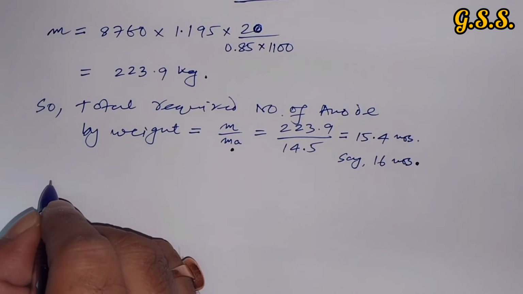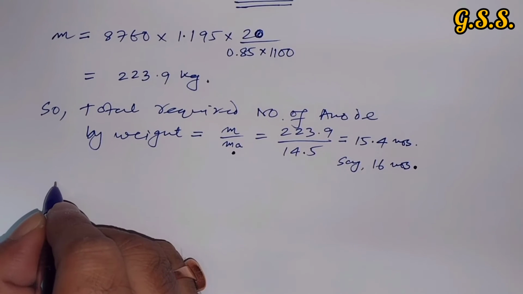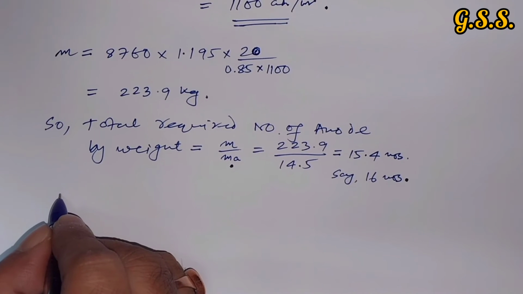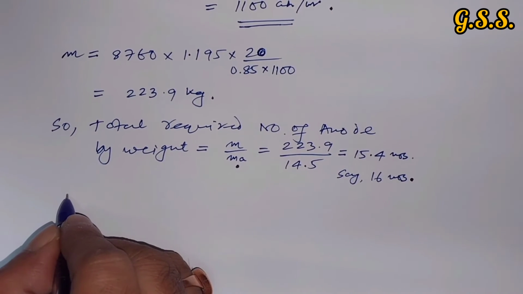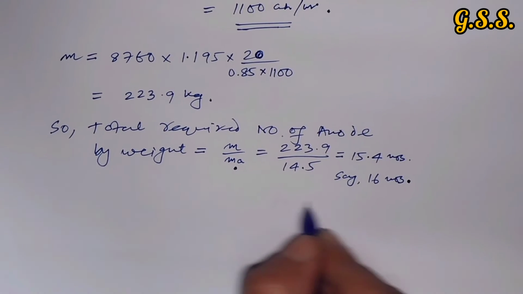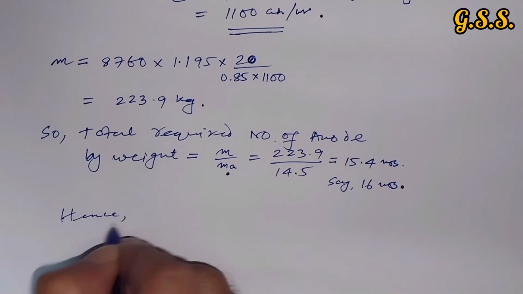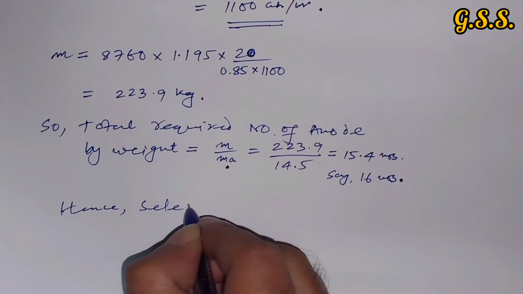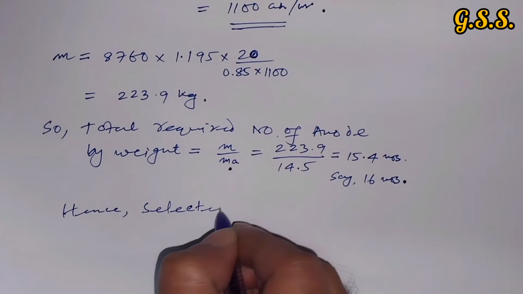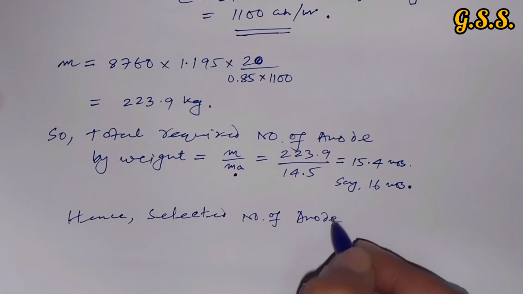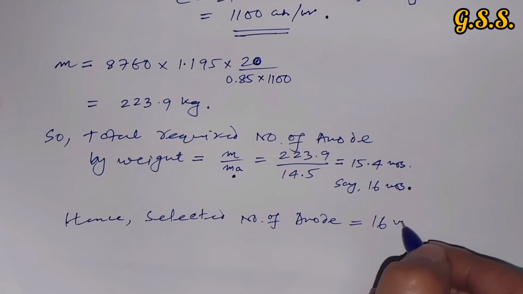So the required number of anodes from the current requirement point of view is 14 numbers, and from weight it is 16 numbers. So hence the selected number of anodes equals 16 numbers.